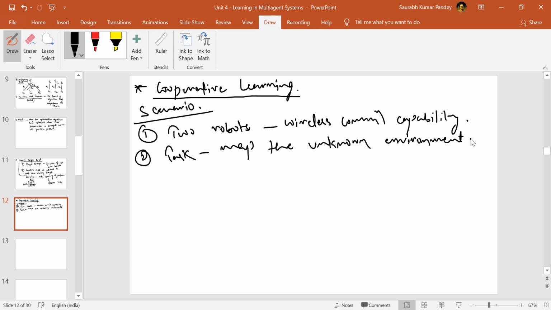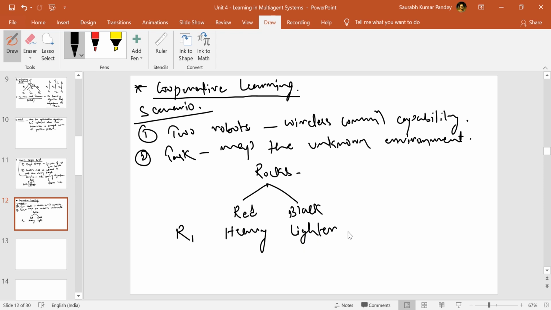Maybe it is possible that the two robots are of the same kind, they are homogeneous in nature. So understand how you can go for learning in multi-agent systems. Before that, we must understand the scenario. Let us suppose there are two kinds of rocks in that particular field, one of red color and one of black color. So robot one says that red is heavy, so it cannot be lifted, and black is lighter, so I can lift this black rock.